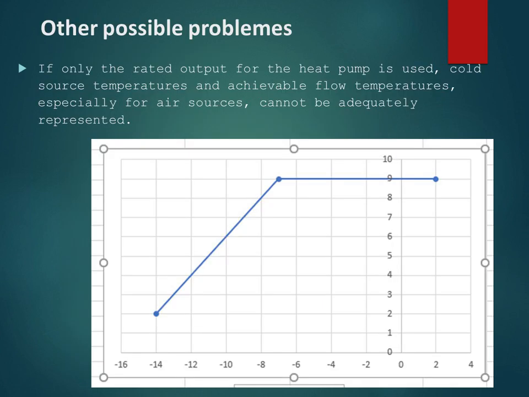Additional problems are possible with design software. The design function can be implemented with varying degrees of accuracy. If only the rated output is used, cold source temperatures and achievable flow temperatures, especially for air sources, cannot be adequately represented. If you only use 2 data points and extend the line, you might expect the heat pump to achieve 9 kilowatts even at -14 degrees Celsius. In reality, however, it may only produce 2 kilowatts.